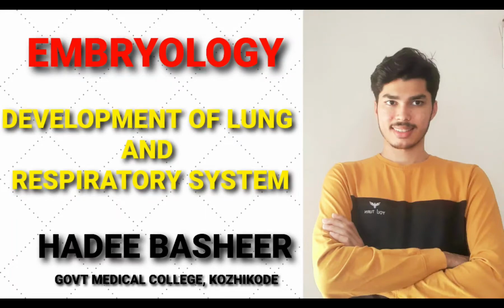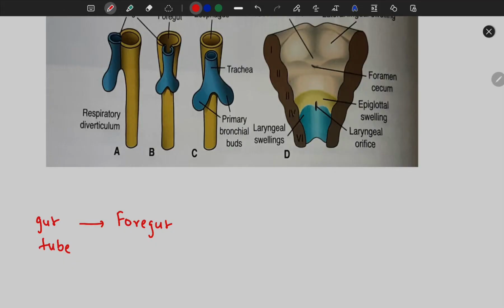Session, let us see about the development of lung and the respiratory system. So in this development of the respiratory system, we have a gut tube which is divided into a foregut tube, a midgut tube and a hindgut tube. So this gut tube is derived from endoderm, and from the ventral part of the foregut tube this respiratory diverticulum arises.